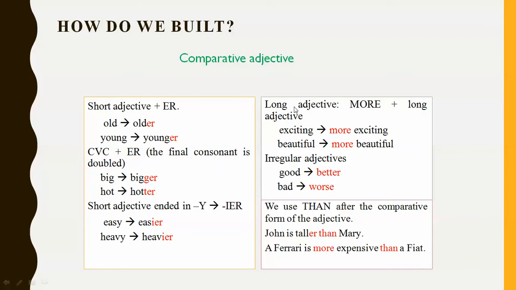For long adjectives, we use more. Exciting, more exciting. Beautiful, more beautiful. For irregular adjectives, we have good, better, bad, worse. We use than after them if I have a sentence. John is taller than Mary. Ferrari is more expensive than Fiat.